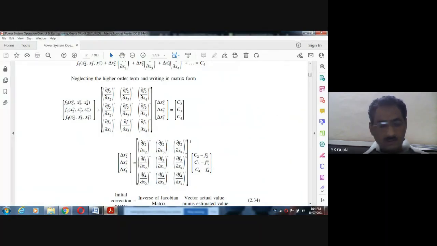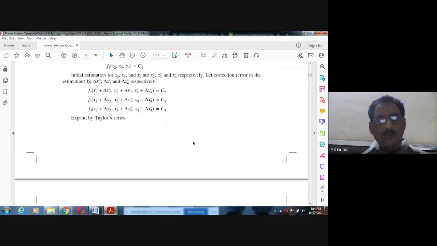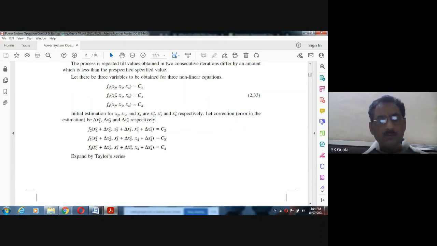So yesterday, just let me take a review of yesterday's lecture, where we described how nonlinear equations are solved with the help of the Newton-Raphson method. We took a few nonlinear equations, each equal to a constant, and we have to find the values of x2, x3, x4. So we estimate the values of x2, x3, x4 as x20, x30, x40, and there is some error in this, represented by del x2, del x3, del x4.